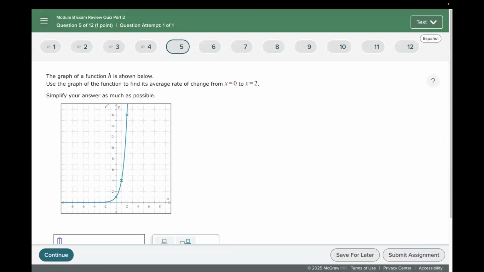All right, this one's saying the graph of a function h is shown below. Use the graph of the function to find its average rate of change from x equals 0 to x equals 2. So this is on the interval 0 to 2. Now, in the previous video, we did one of these problems. So the average rate of change formula is going to be f of 2 minus f of 0 divided by 2 minus 0. This is just the slope of the line that connects f of 2 to f of 0.